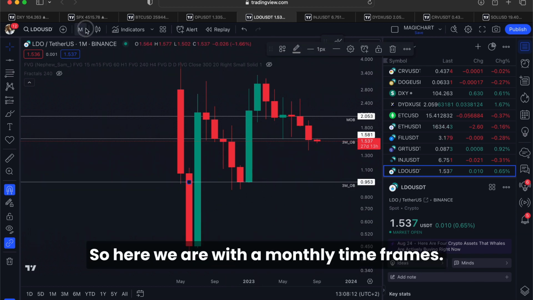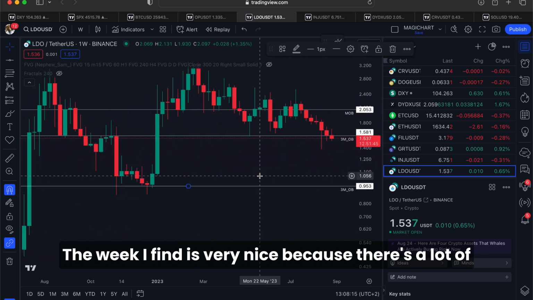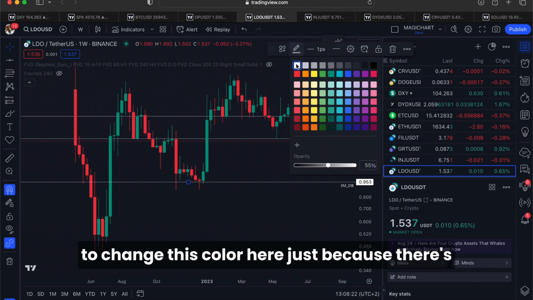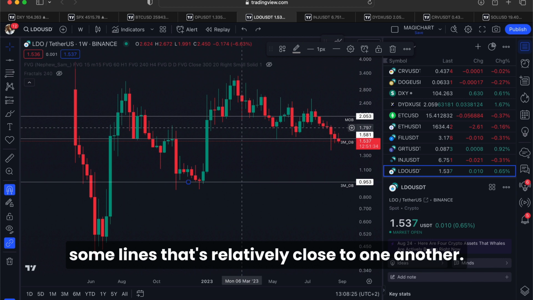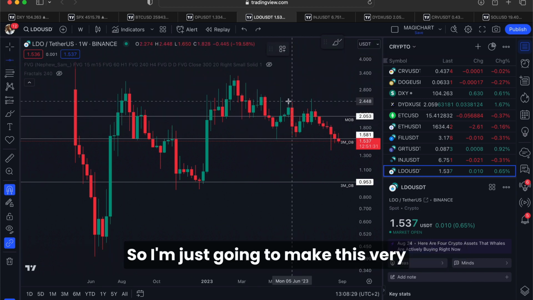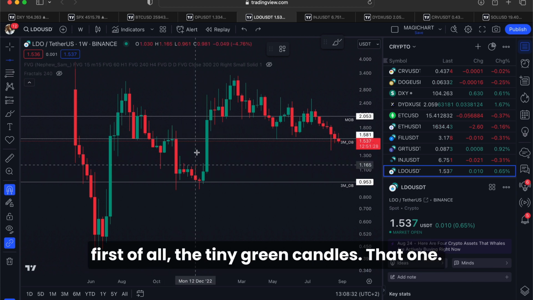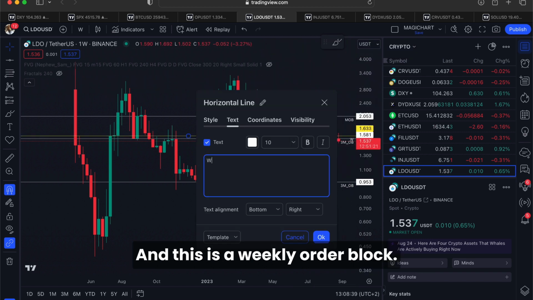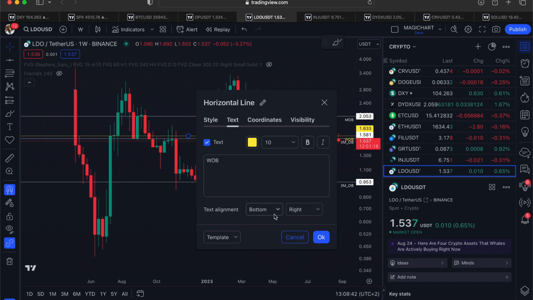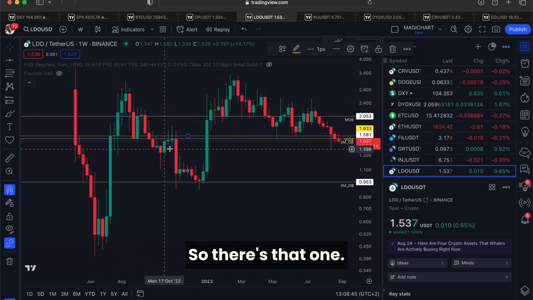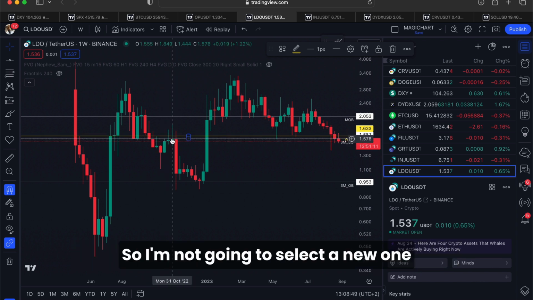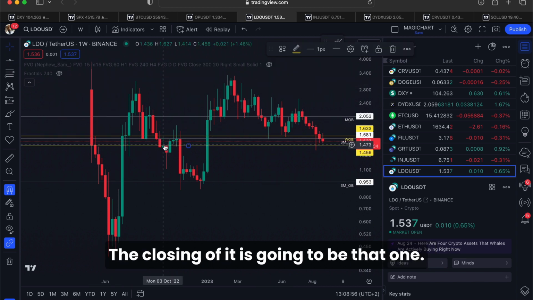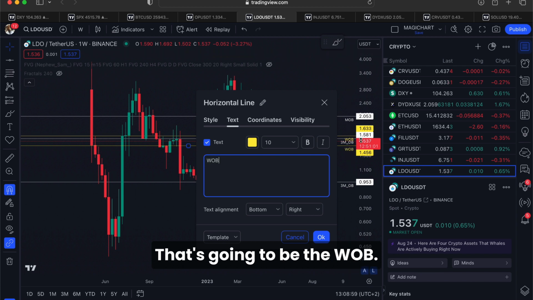Okay, so here we are with the monthly time frames. Let's go to the week. The week I find is very nice because there's not too much clutter, but enough so you can make a call. I'm just going to change this color here because there are some lines relatively close to one another. Very first of all, the tiny green candles, that one. Let's make this yellow, and this is a weekly order block. Those lines are relatively close to one another, so I'm not going to select a new one. That's just going to clutter my chart. There's another one here. The closing of it is going to be that one. That's going to be the weekly order block.